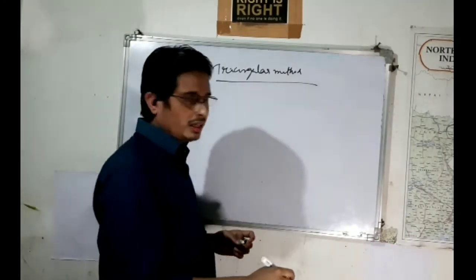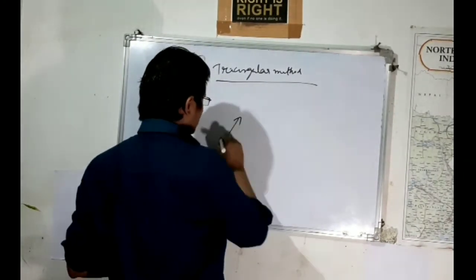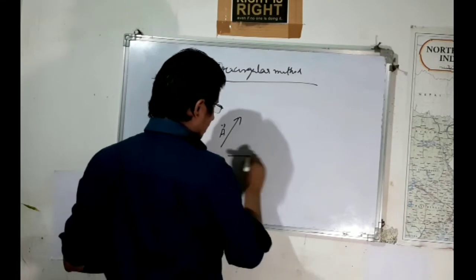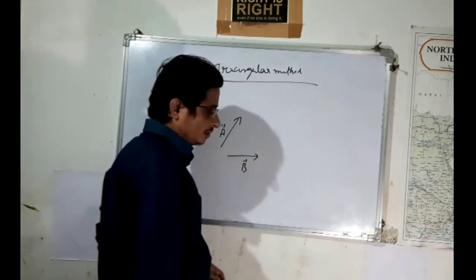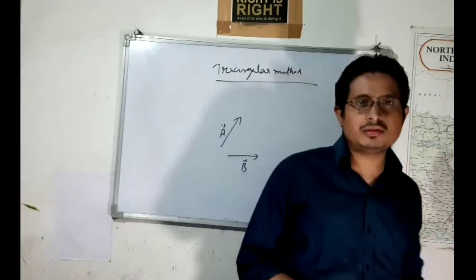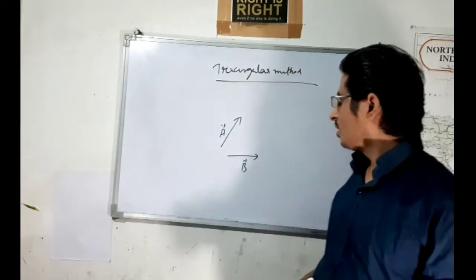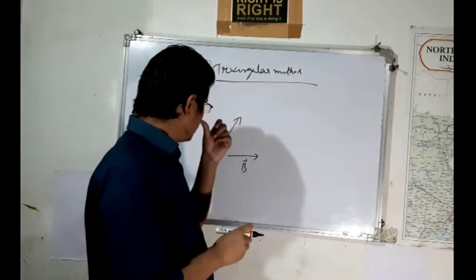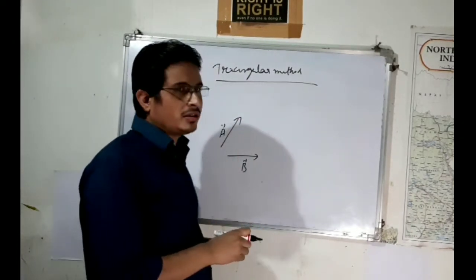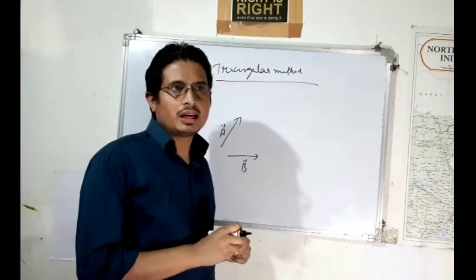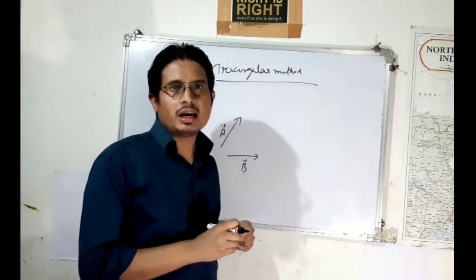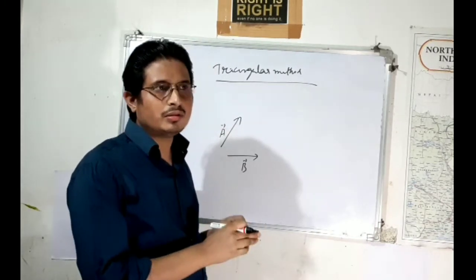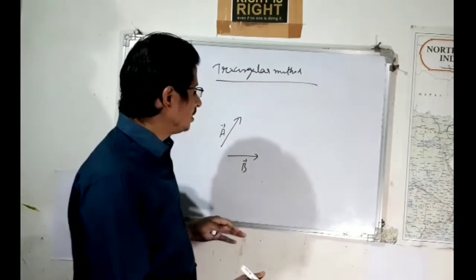Suppose two vectors in a plane. One is A, another is B. If we want to add these two vectors, there is a method known as the triangular method, where one vector's head is connected to the other vector's tail. Therefore, it is also known as the head to tail method.